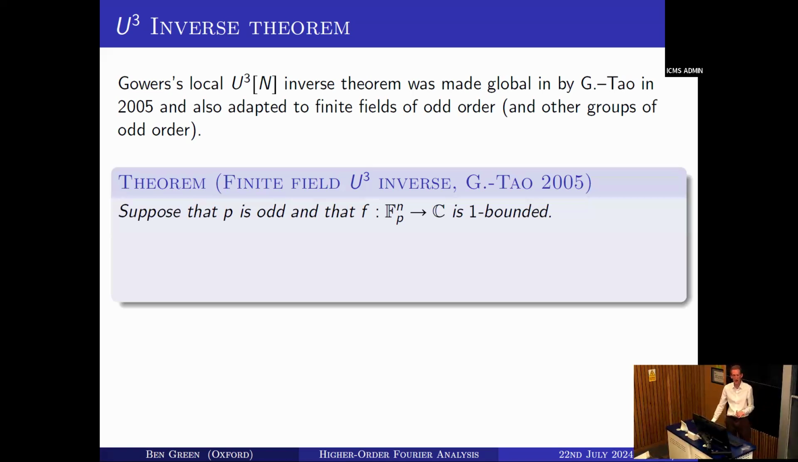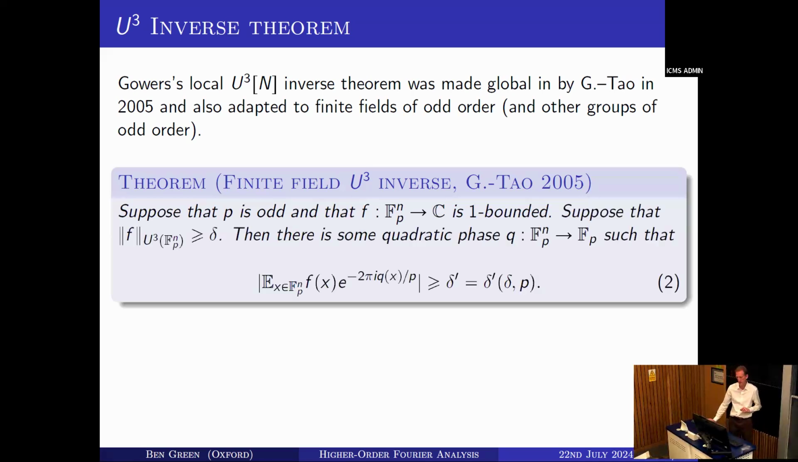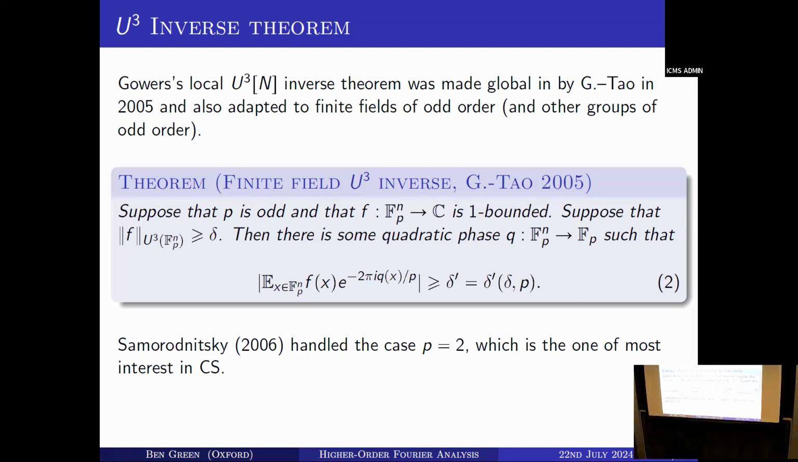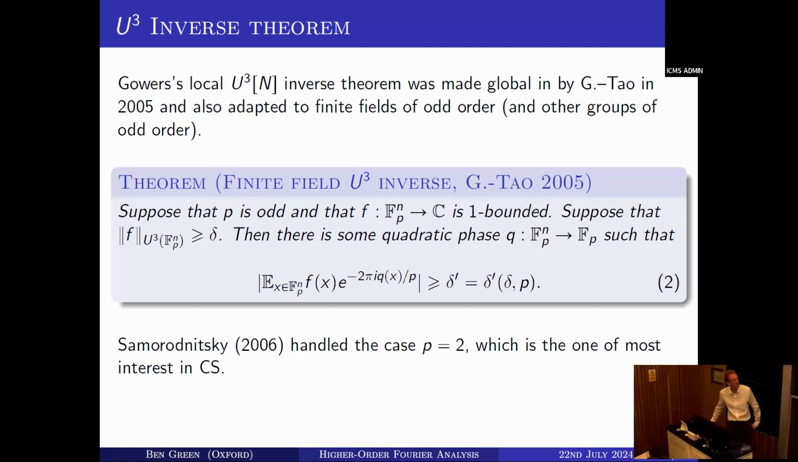So suppose p is an odd prime and you've got a function on F_p^n. And then the conclusion is that there's actually just globally a quadratic phase which correlates with f. A quadratic phase function on F_p^n that has an amount of correlation delta prime, which depends only on delta and p, but not on n, with the function f. And Samorodnitsky handled the case p equals 2, which is probably the most interesting, certainly the most interesting one in computer science. So those two together, you get things for every prime field.